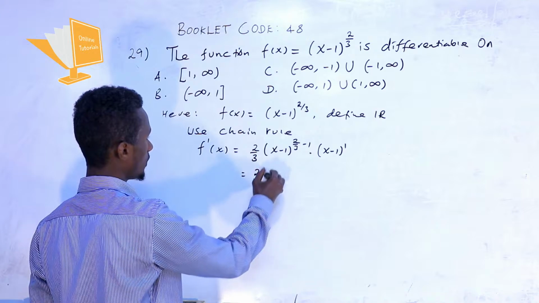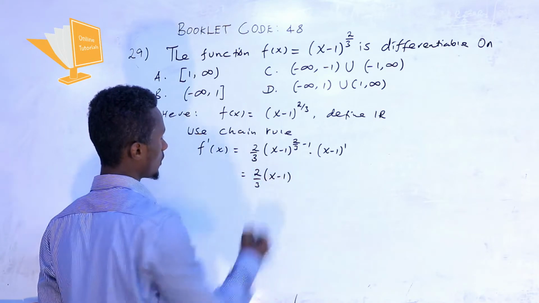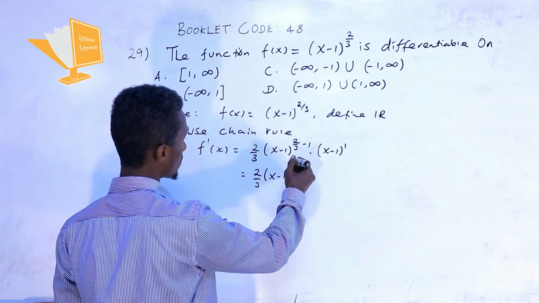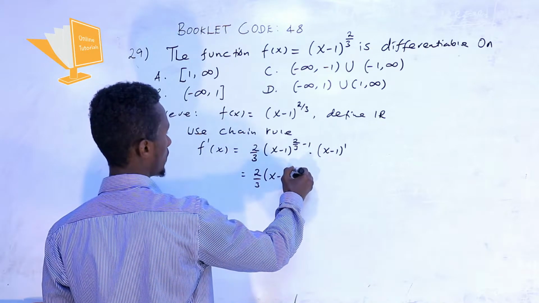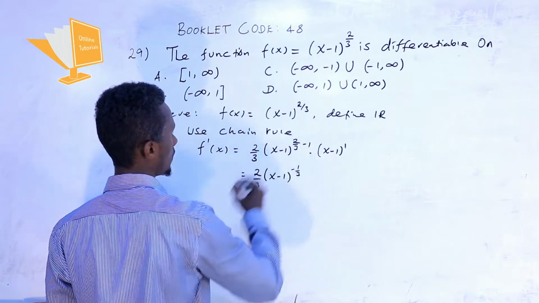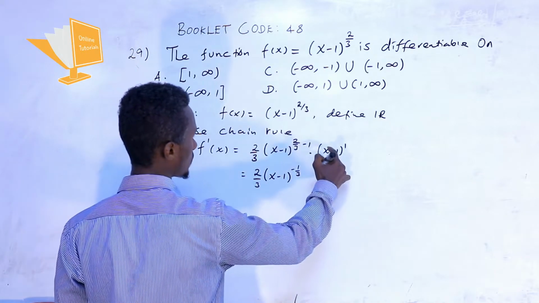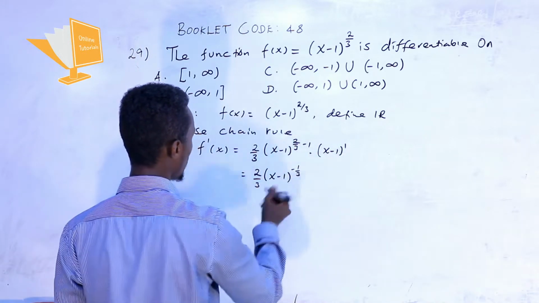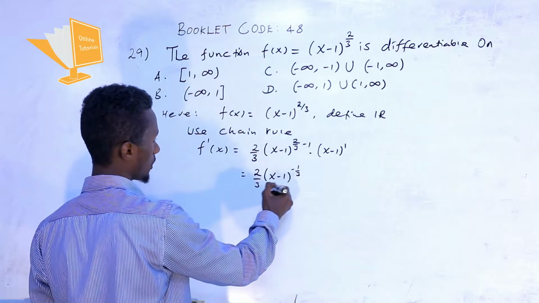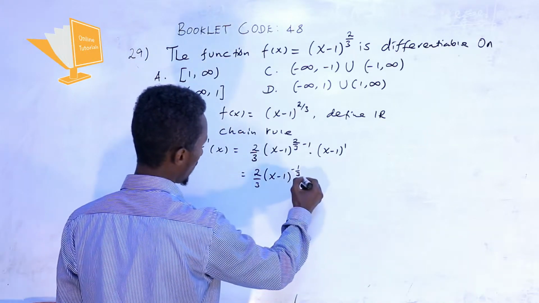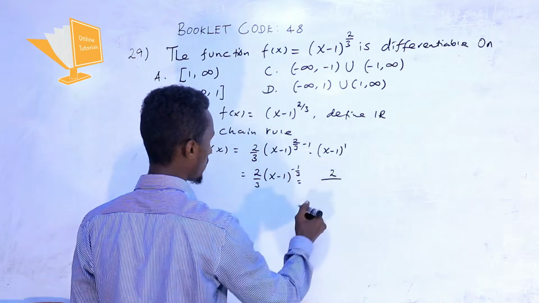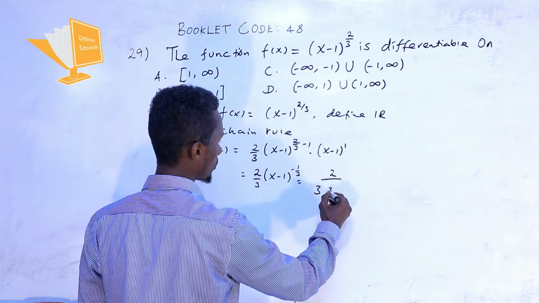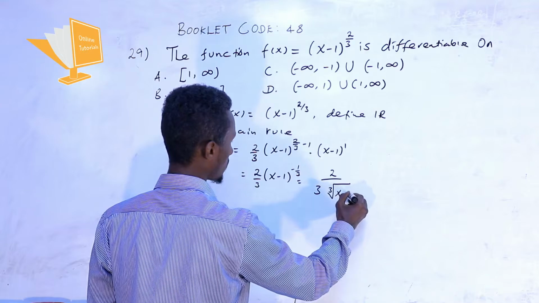So this becomes 2 over 3 into (x minus 1). When you subtract the exponents, what do we have? This value becomes minus 1 over 3, times the derivative of this part. So our derivative becomes as it is. To rewrite it, it is 2 over 3 times the cube root of x minus 1.